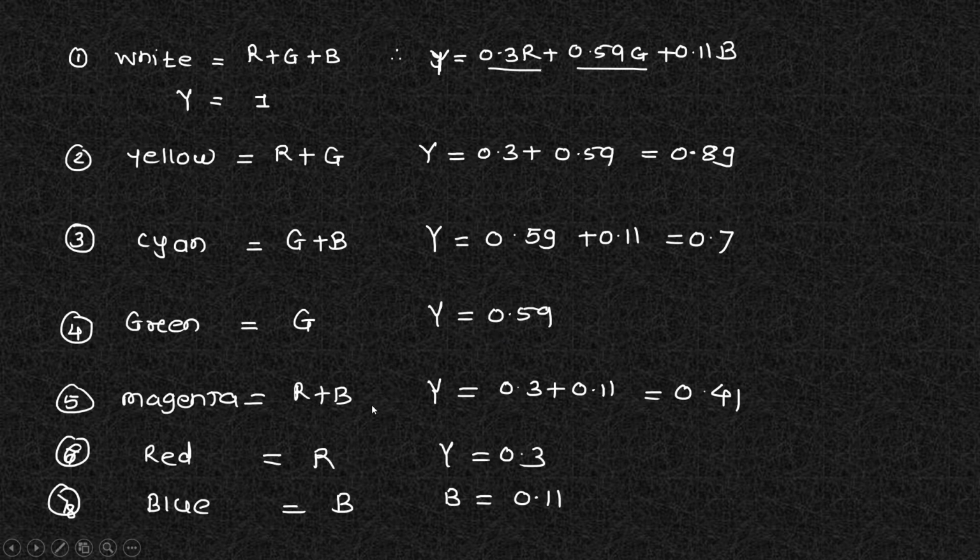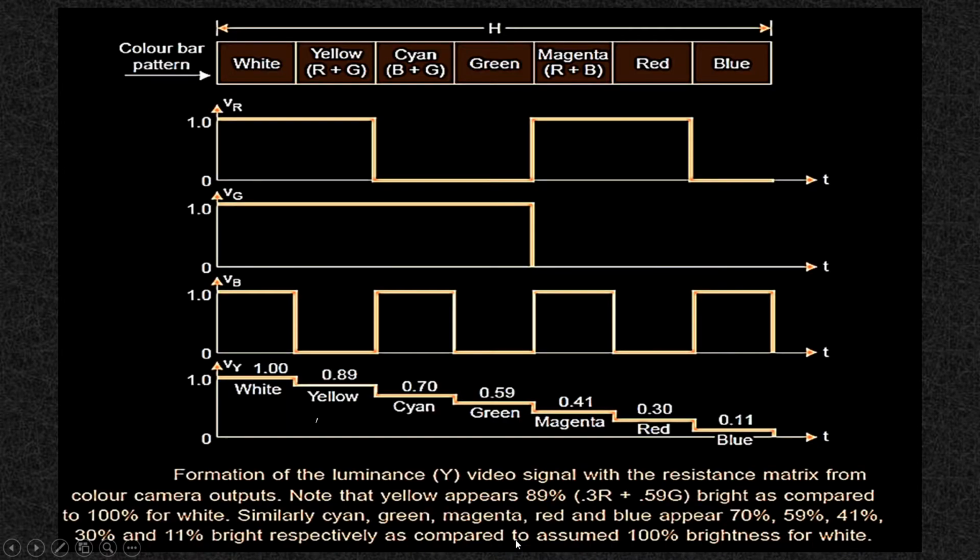Magenta is R plus B, and that's why it will be 0.3 plus 0.11, which becomes 0.41. Red, again the primary color, is 0.3, and blue, again the primary color, is 0.11. So these are the luminosities associated with each and every color, and these colors are arranged in decreasing order of luminosity. These are the intensity levels associated with each color. White has the maximum intensity, maximum luminance, and after blue, if you place black, it will have 0.